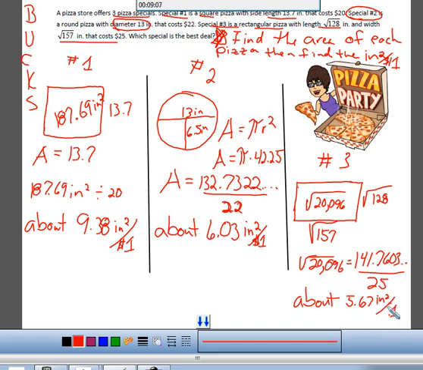Alright, so which one is the better deal? Which is the best deal? Well, let's see. Since we're not worried about getting the better rate, if we did, we would have divided the other way. We would have divided the cost by the square inches. We're looking for getting more per dollar. So since the first one is giving us more square inches per dollar, that is the better deal.